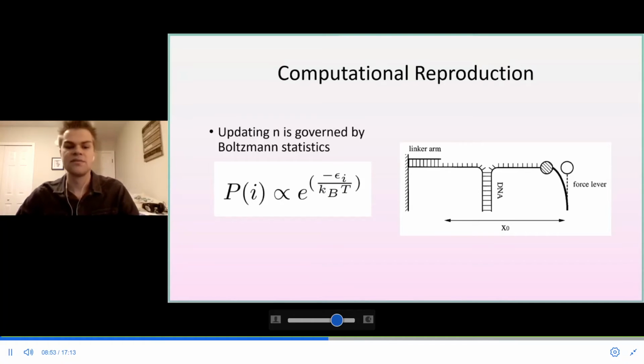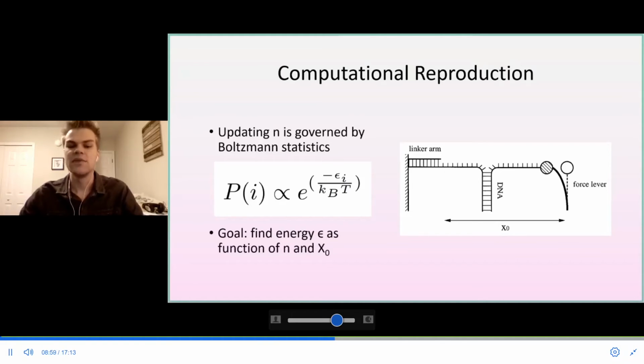So our goal here is to find the energy E of the system as a function of n and x, which are our two state variables. And if we can do that, then we can find the probability of n opening versus closing a link.